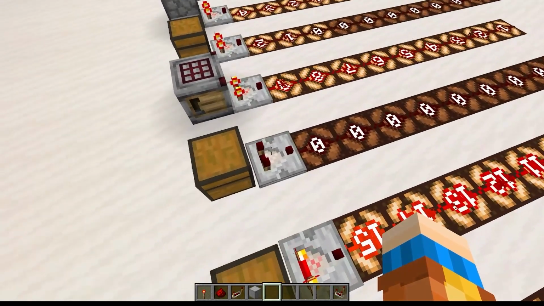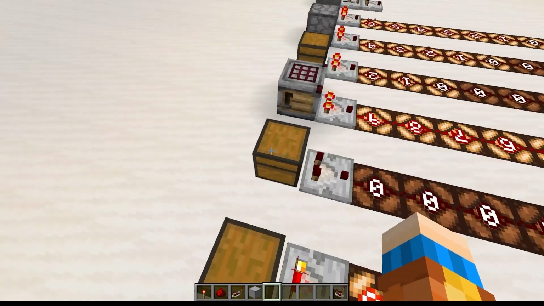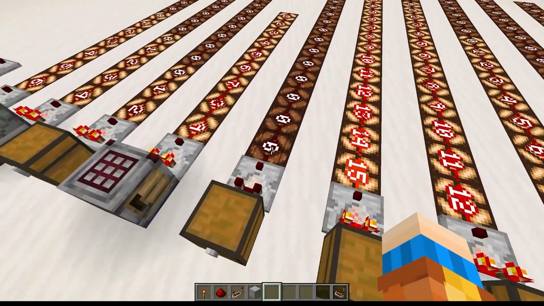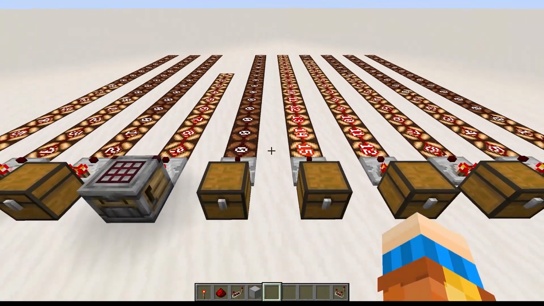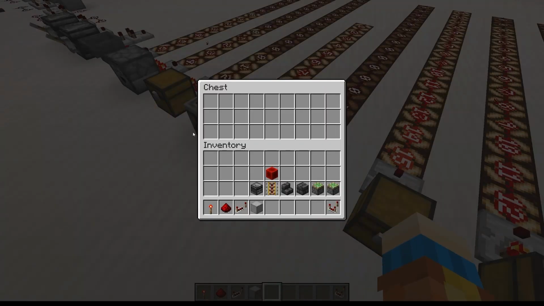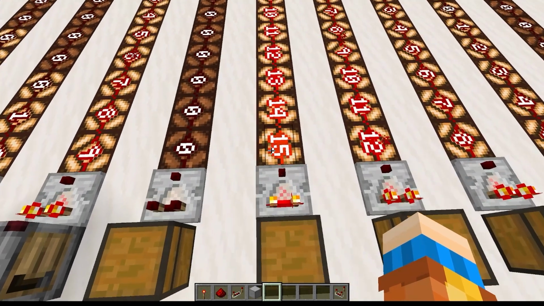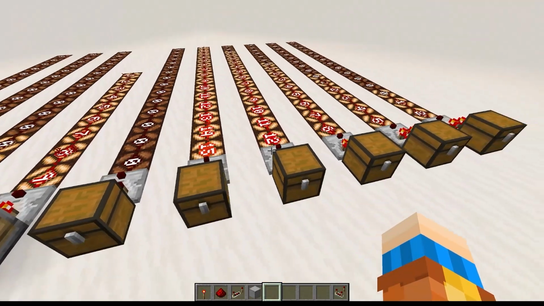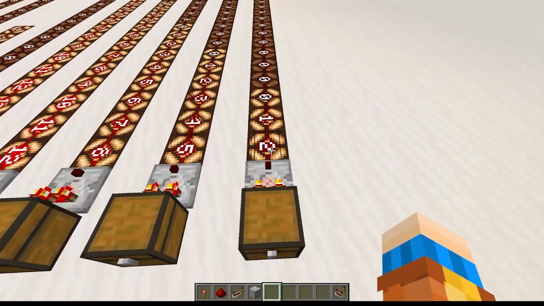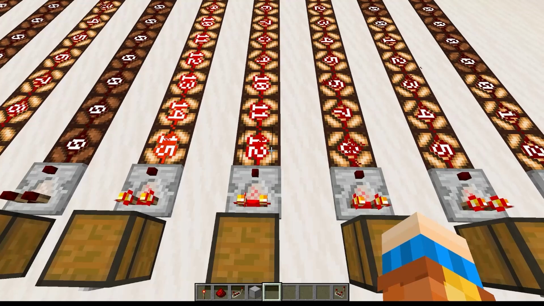When a comparator is pointing at a block with an inventory, let's say a chest, it outputs a redstone signal from 0 to 15, depending on how full the chest is. A completely empty chest will give a comparator output of 0. A completely full chest will give a comparator output of 15. All chest fullness amounts in between those two will correspond to comparator outputs from 1 to 14.